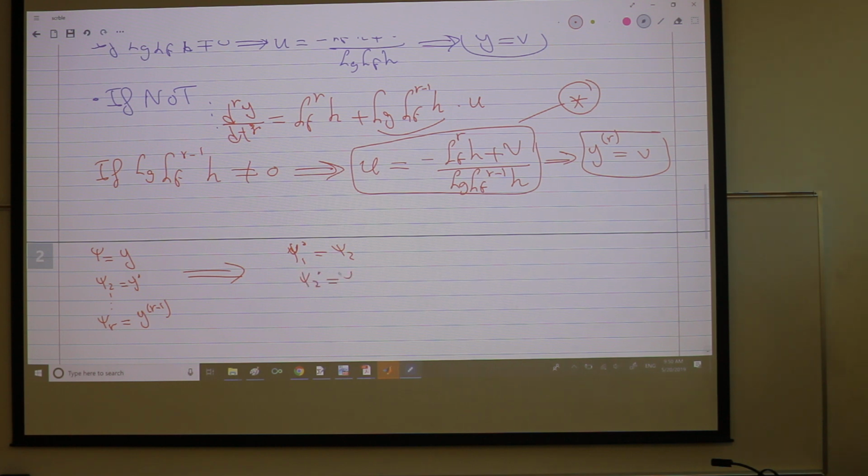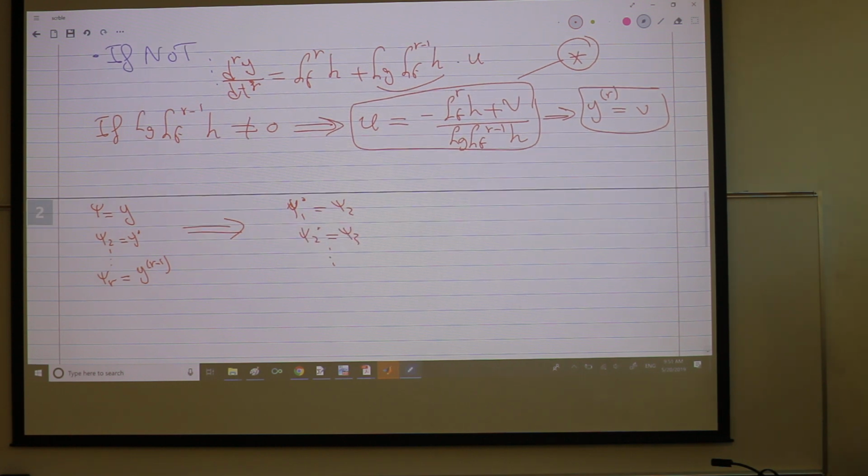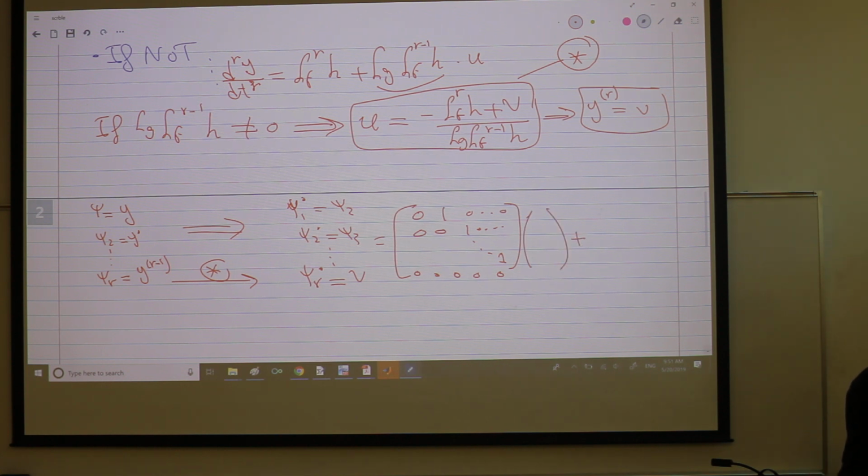psi2 dot is psi3, and so on. And the control law star gives you that psi r dot is v, right? Which in linear form is 0, 1, 0, 0, 0, 1, 0, and so on, and the last row is just zeros. The eigenvalues are zeros of this system, but it doesn't matter because I can design v to place the poles wherever I want. So this is psi, and this is zeros, 1, the last entry v. Okay?